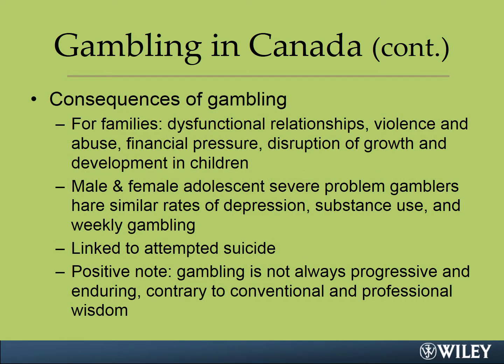Consequences of gambling. For families: dysfunctional relationships, violence and abuse, financial pressure, disruption of growth and development in children. Male and female adolescent severe problem gamblers have similar rates of depression, substance use, and weekly gambling, linked to attempted suicide. Positive note: gambling is not always progressive and enduring, contrary to conventional and professional wisdom.